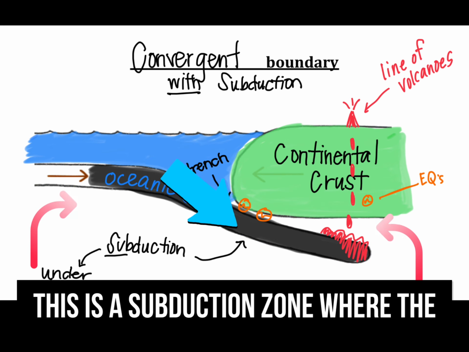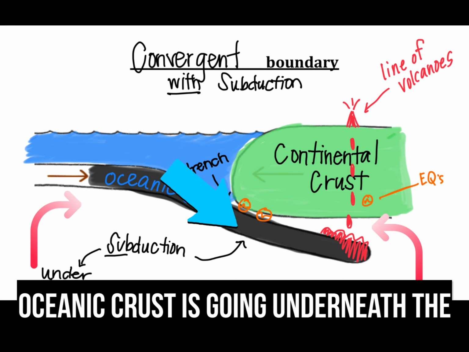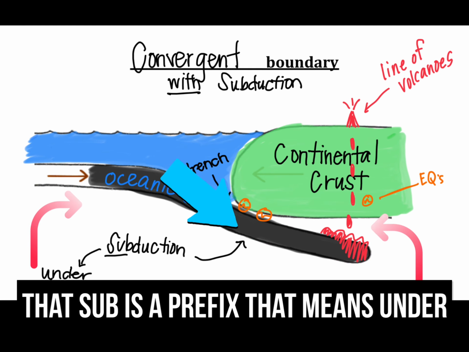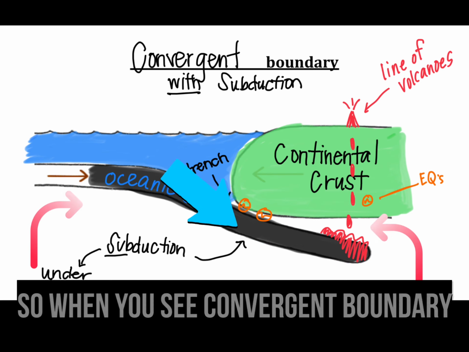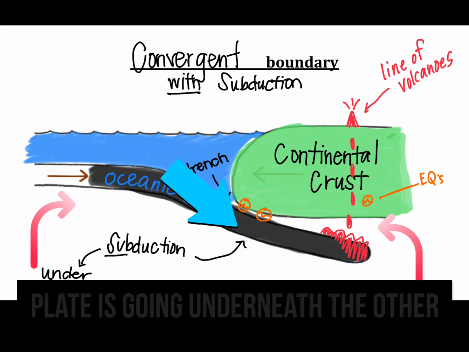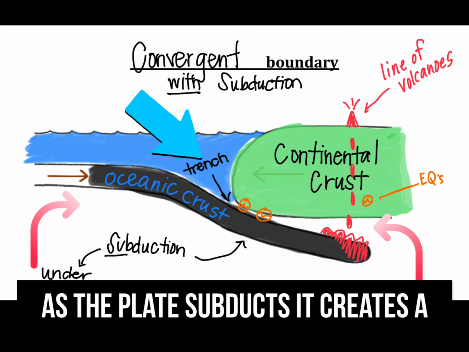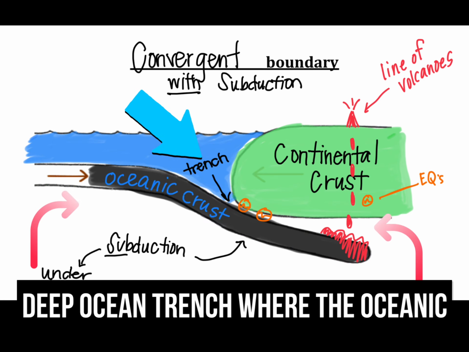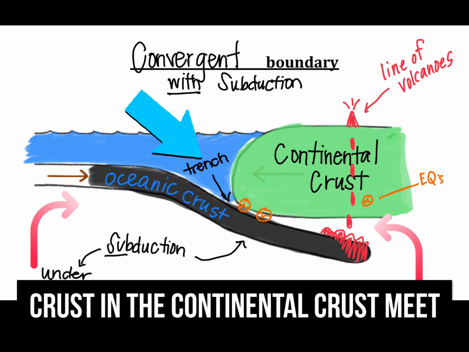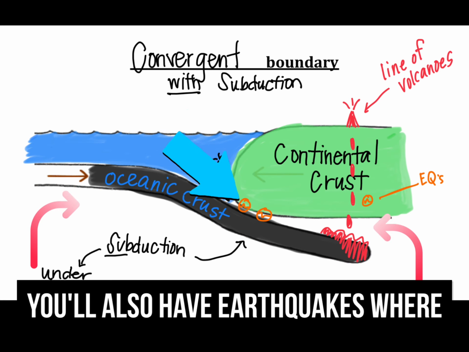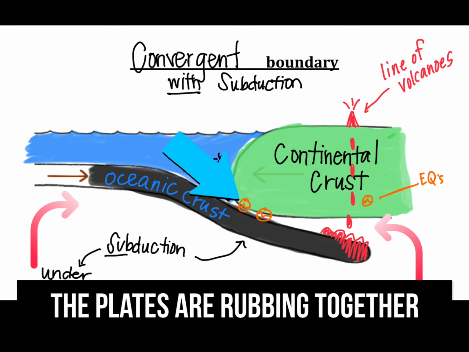This is a subduction zone where the oceanic crust is going underneath the continental crust. You should know that sub is a prefix that means under. So when you see convergent boundary with subduction, it means that one plate is going underneath the other one. As the plate subducts, it creates a deep ocean trench where the oceanic crust and the continental crust meet. Trenches only occur in subduction zones. You'll also have earthquakes where the plates are rubbing together.